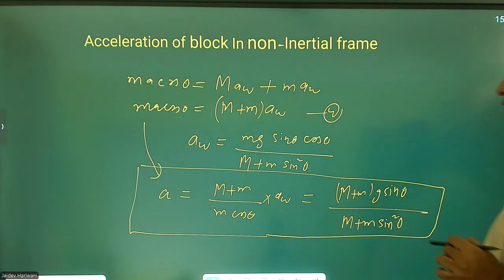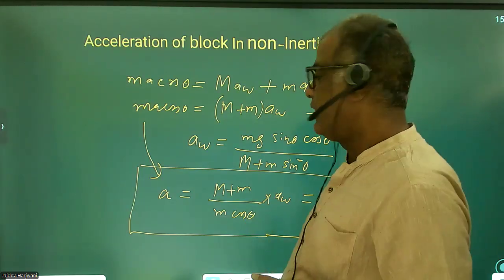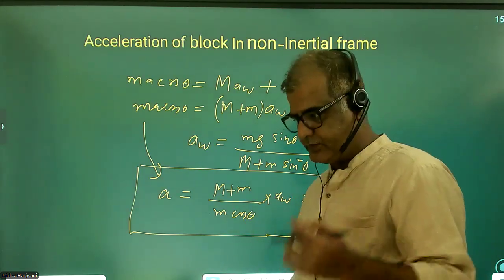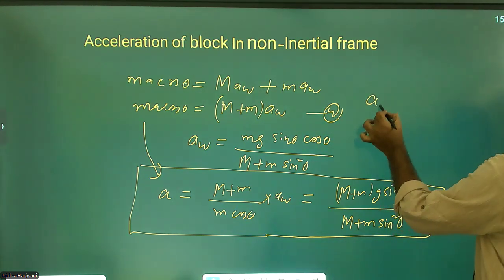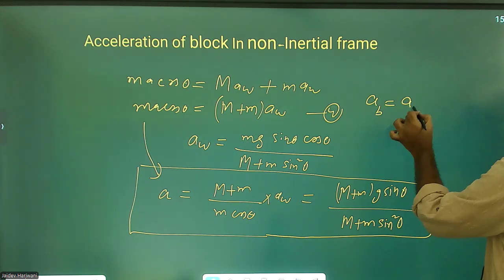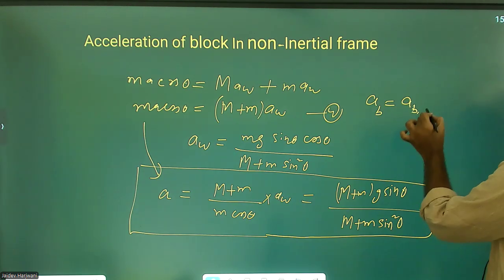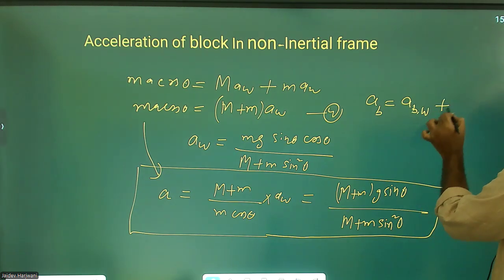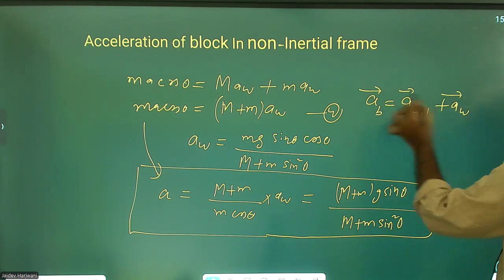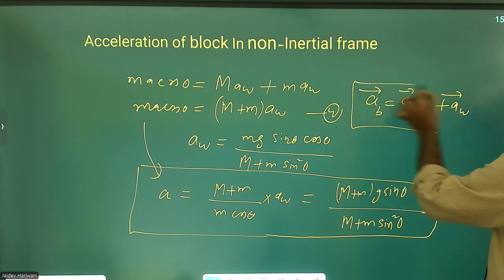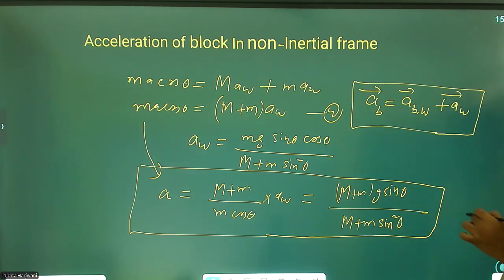Now if I want to find the acceleration of the block with respect to the inertial frame, as I told you, the acceleration of the block is equal to the acceleration of the block with respect to the wedge plus the acceleration of the wedge. I can use this equation and find the acceleration of the block in an inertial frame.